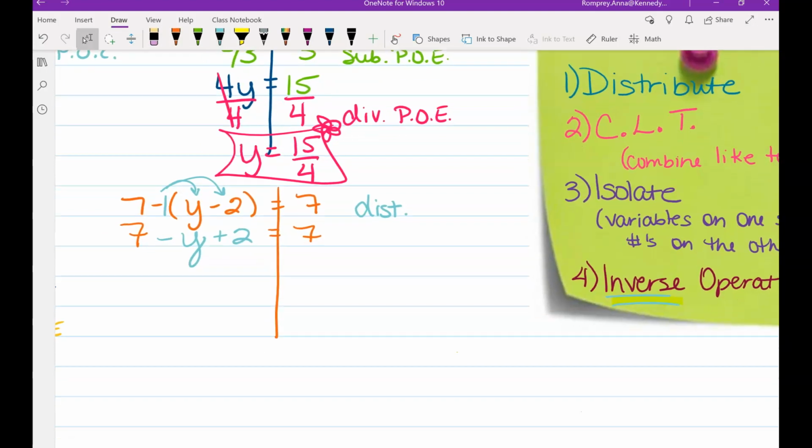And now, let's combine like terms. Are there any like terms on the left side? Yes, there is. There's a 7 and a positive 2. So 7 plus 2 would give us a positive 9. So we have negative y plus 9 equals 7. And by combining those like terms, essentially we could have rewritten it negative y plus 7 plus 2. So that would have been using the commutative property. So yes, occasionally we do use the commutative property. Most of the time we just do it in our heads, so we don't actually write it out. We don't realize we're doing it.